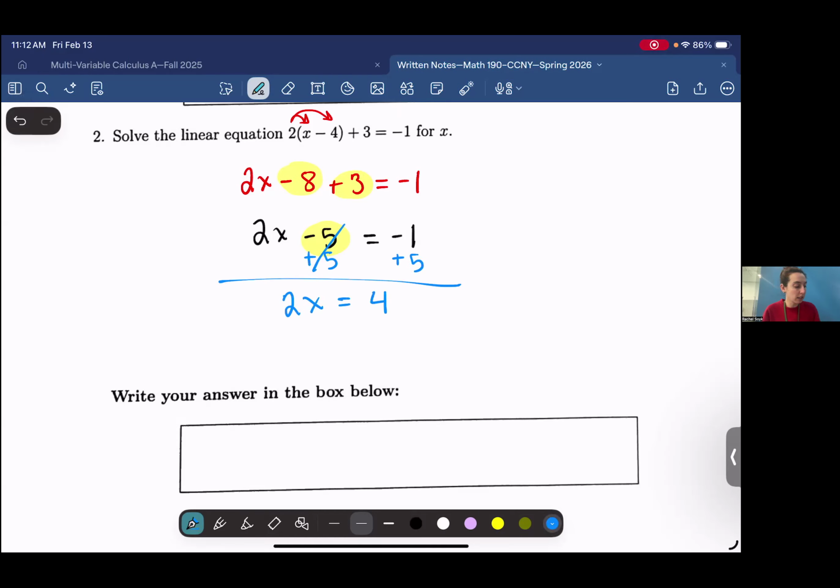And then last but not least, the opposite of multiplication is division. So I'm going to divide both sides by 2 so that I get my value of x to just be equal to 2. And that's my final result.